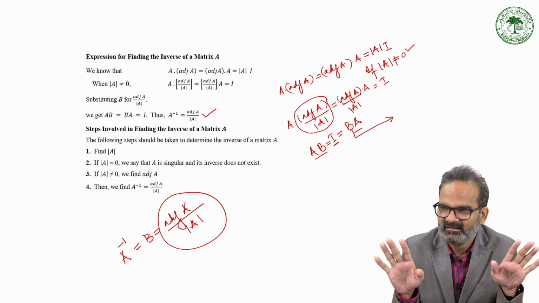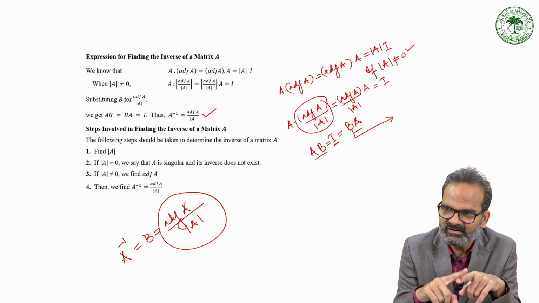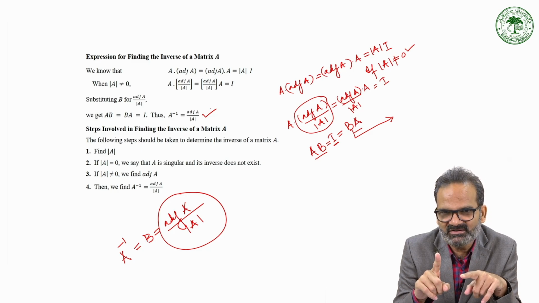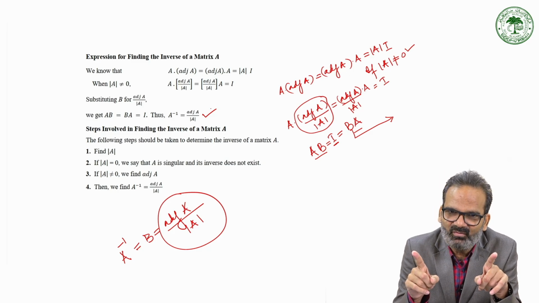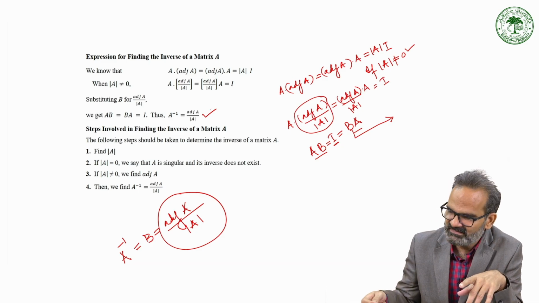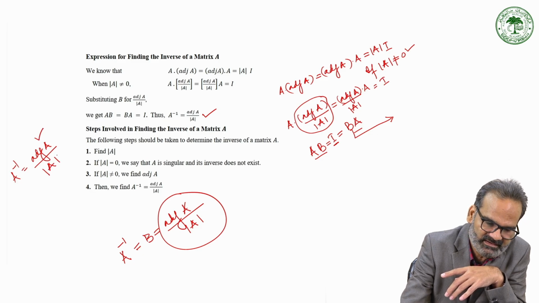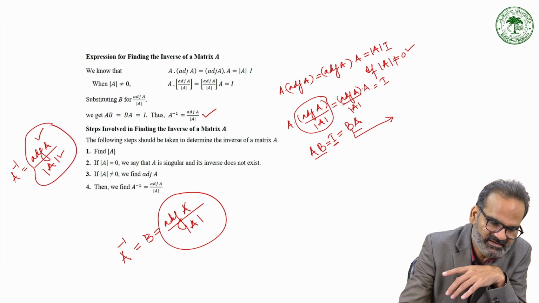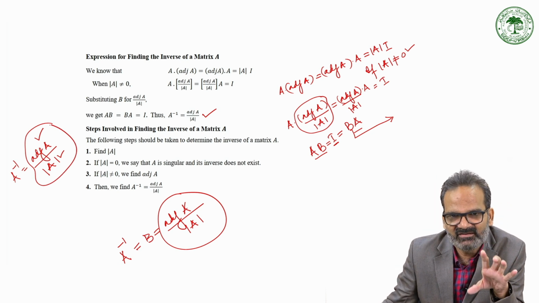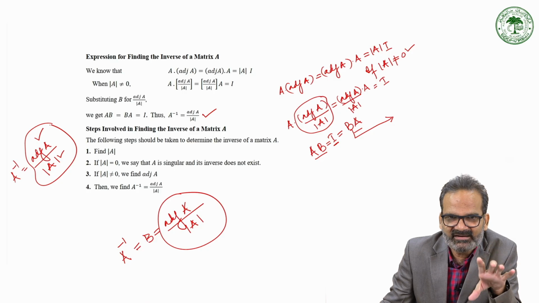The process should be stopped. If determinant of A is not equals to 0, clear? If determinant of A is not equals to 0, it means the matrix is non-singular. Then we can proceed to find out its inverse. And we know what is the formula to calculate the inverse. A inverse is equals to what? Calculate the adjoint of the matrix first, and then calculate its determinant, and then divide the adjoint of a matrix by its determinant, simplify it. What else you will get? That will be treated as the inverse of a given matrix, right?